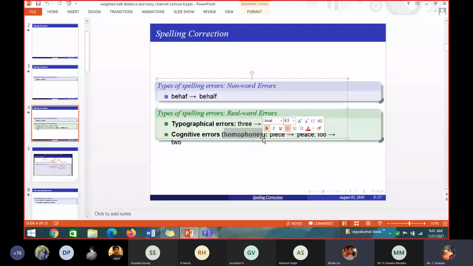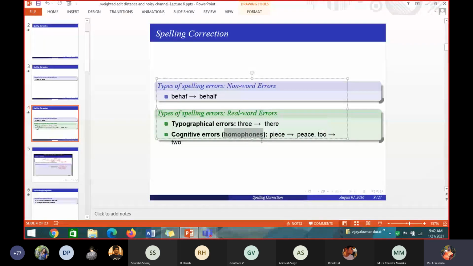What are homophones? Same sounds. Same pronunciation, different spelling. Very good. Same pronunciations but different spellings, that we call homophones. So that may also cause an error.